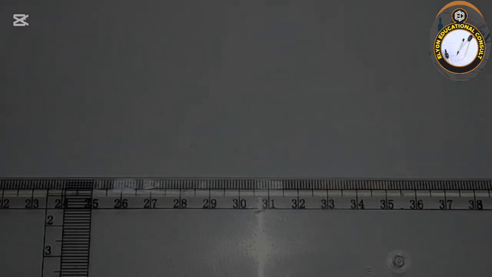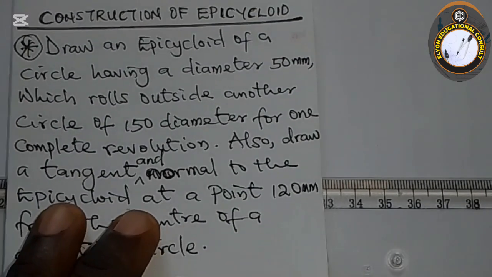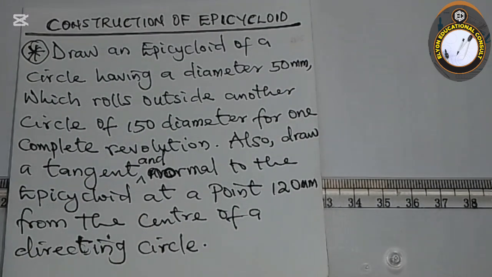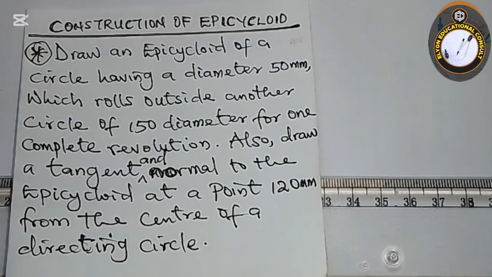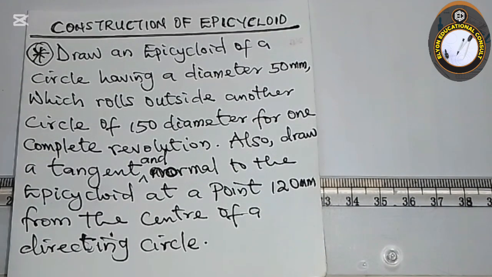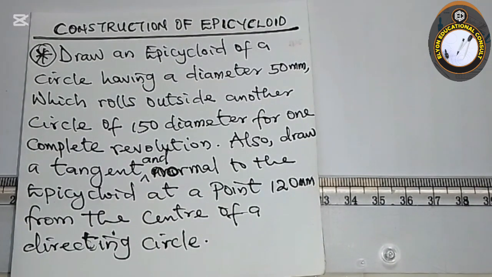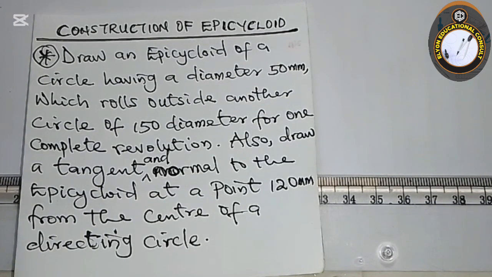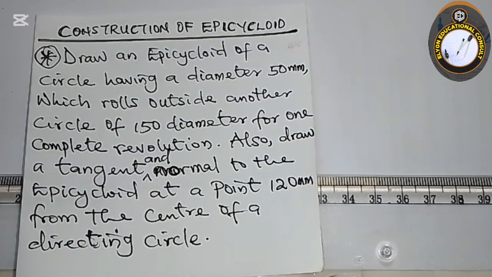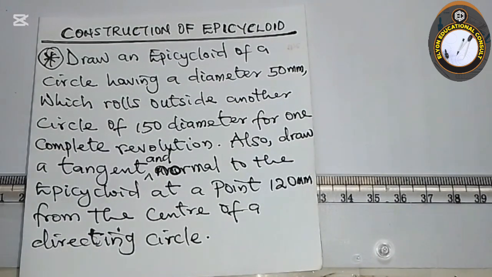In this video today I'll be working on the construction of an epicycloid. Just before we do that, we need to know what an epicycloid is. An epicycloid is the path traced by a point on the circumference of a circle as it rolls on the outside of a larger circle. So an epicycloid rolls on the outside of a larger circle.